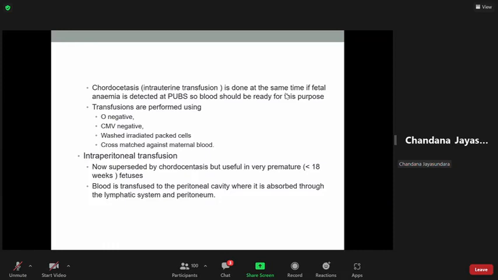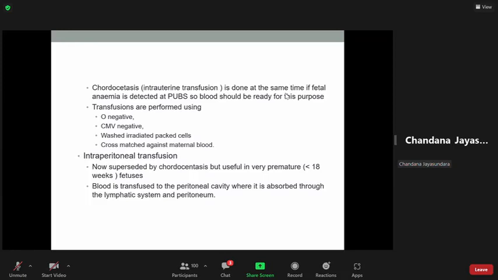So when you are giving blood, there are 4 things that the blood must fulfill. It should be O negative. It should be CMV negative. It should be washed and irradiated packed cells. It is not whole blood, it is packed cells, because we don't want to give more fluid, or the baby will get heart failure. And it must be cross-matched against the maternal blood, because we don't want more sensitizing events in the mother when we are giving blood to the baby.